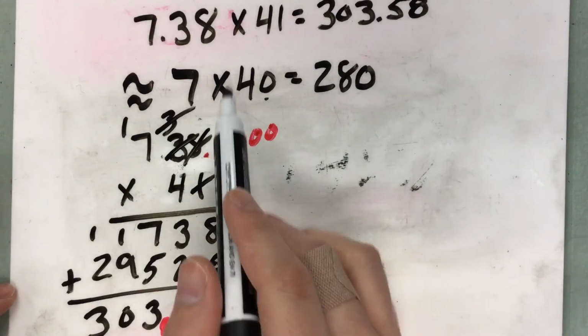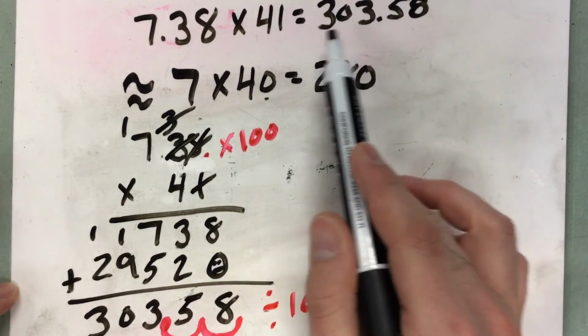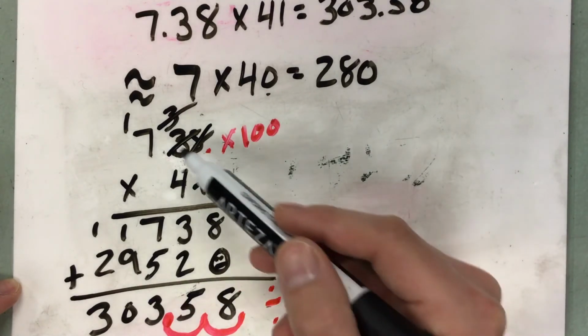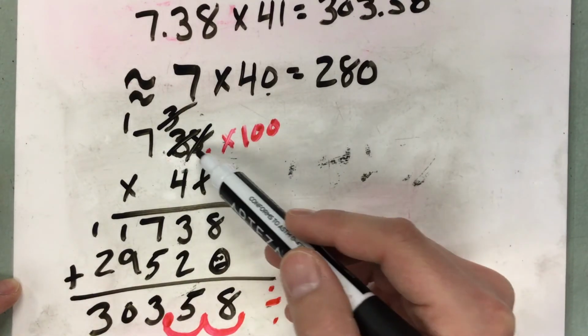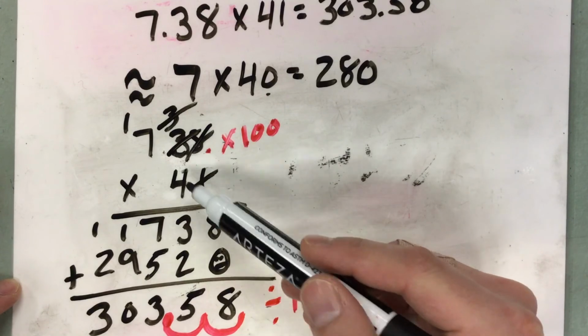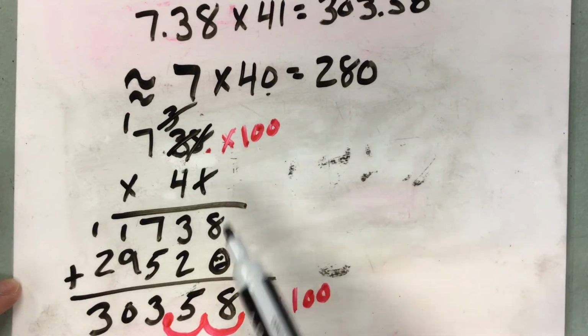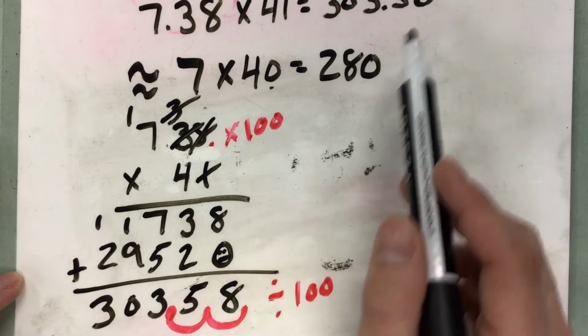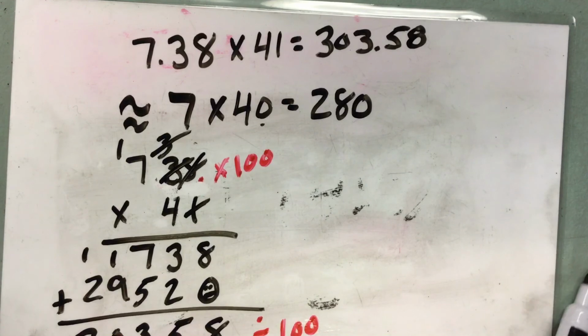So remember, estimate, and that will give you an answer that should be pretty close to our answer. By multiplying by 100, we got rid of that decimal to make it just whole number by whole number multiplication. Whenever we're finished, we've got to remember to divide by 100 to bring that decimal back. So our answer, 303.58, is very close to our estimate, which was 280.